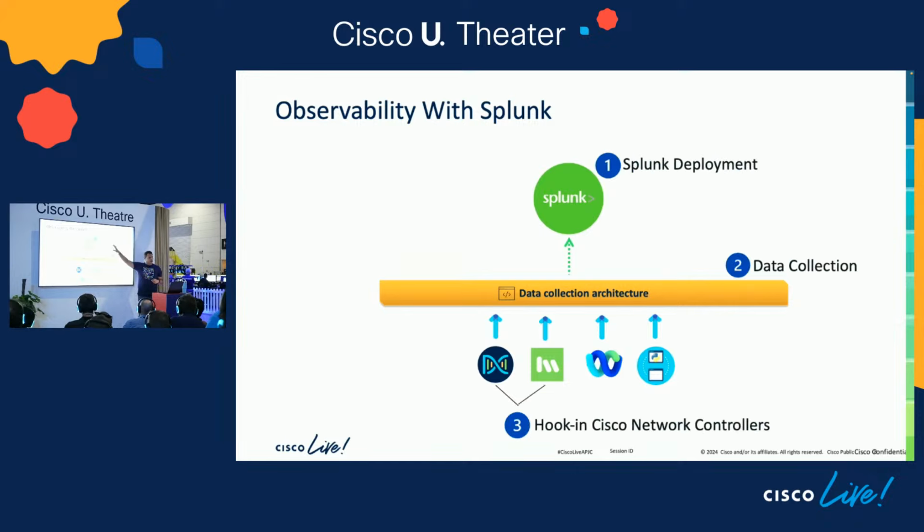So what we're going to do is I'm going to talk to you guys about the different types of Splunk deployment. We're going to hone in on the data collection part of Splunk and see how we can actually connect our different platforms into Splunk. And then I'm going to show you how to get Meraki and Catalyst Center data out of the controllers and into Splunk using the different forwarders.